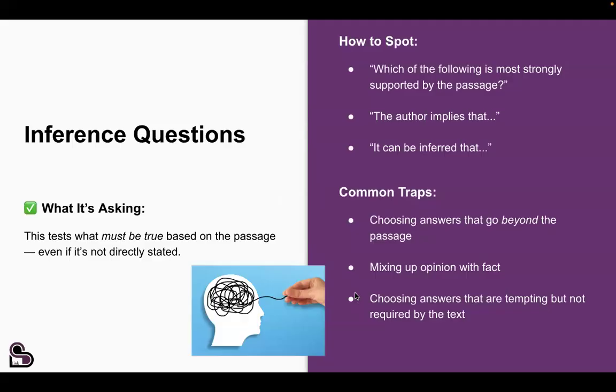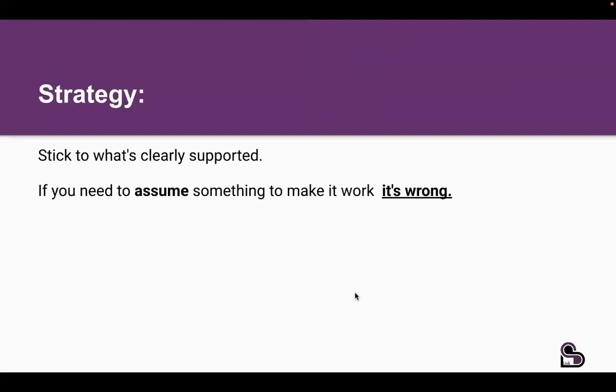So, how to spot them? Which of the following is most strongly supported by the passage? The author implies that. It can be inferred that. Common traps: choosing answers that go beyond the passage, mixing up opinion with fact, and choosing answers that are tempting but not required by the text. Strategy: stick to what's clearly supported. If you need to assume something to make it work, then it's wrong.